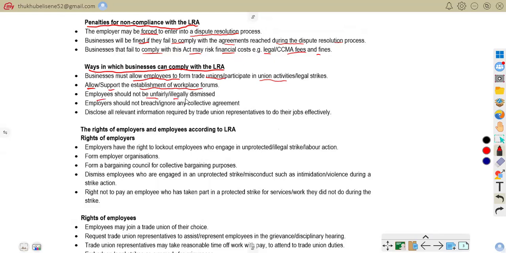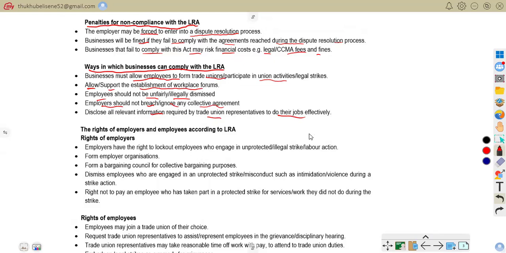Employees should not be unfairly or illegally dismissed. Avoid unfair dismissal. Employers should not breach or ignore any collective agreement. So meaning to say, you as an employer respect collective agreements. For example, a company applies the wage increase agreed with unions. Disclose all relevant information required by trade union representatives to do their job effectively. So here, what you're trying to say is that you provide information to union representatives. For example, management shares financial data for negotiations.